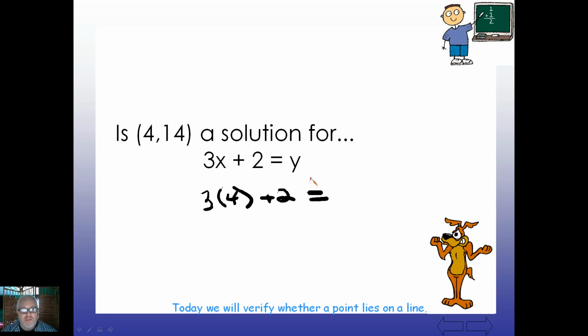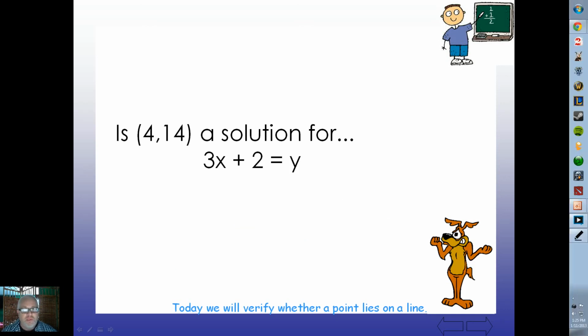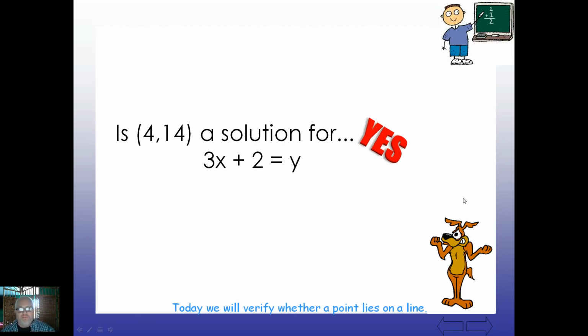And the question is, does that equal 14? Well, 3 times 4, that's 12. 12 plus 2, indeed, 12 plus 2 is 14. So if I go back to the computer, it will tell us that indeed it is a solution. So the answer here is yes. That ordered pair is a solution.